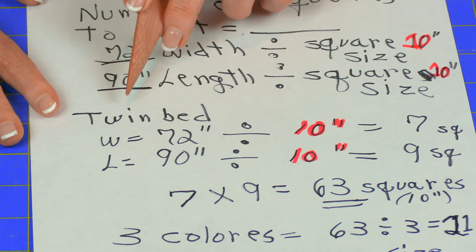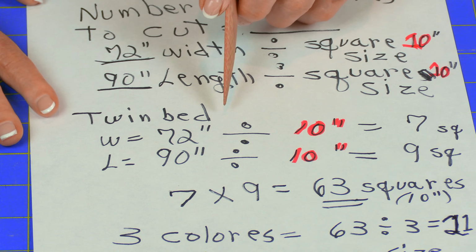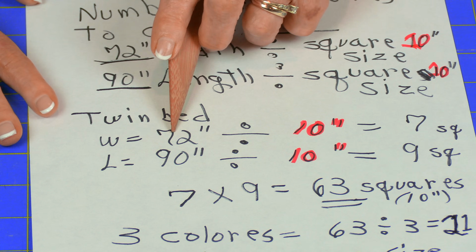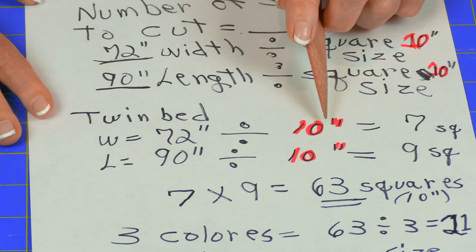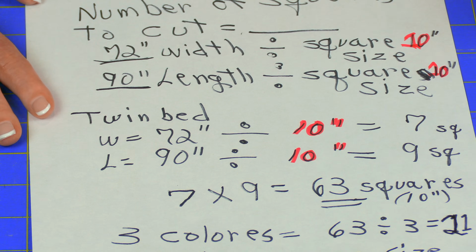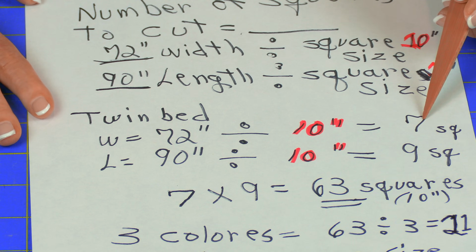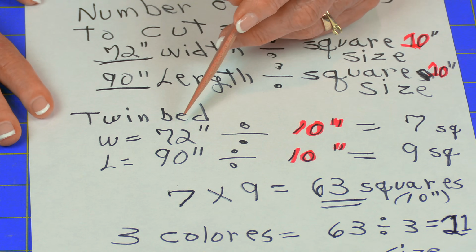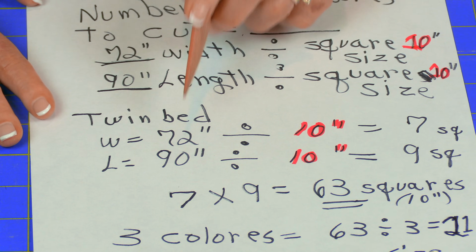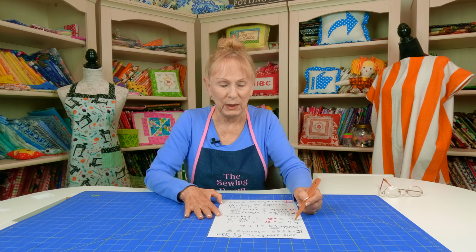So I'm going to use just a standard twin bed size for this particular bed. So the width is 72 inches. I'm going to divide it by 10 inches, which is the size of the squares I want to use. It comes out to 7 squares, but if you're good at basic math, you'll notice I've got 2 inches that aren't covered yet. So don't worry about this right now. I have a solution for that later on in this particular tip of the week.